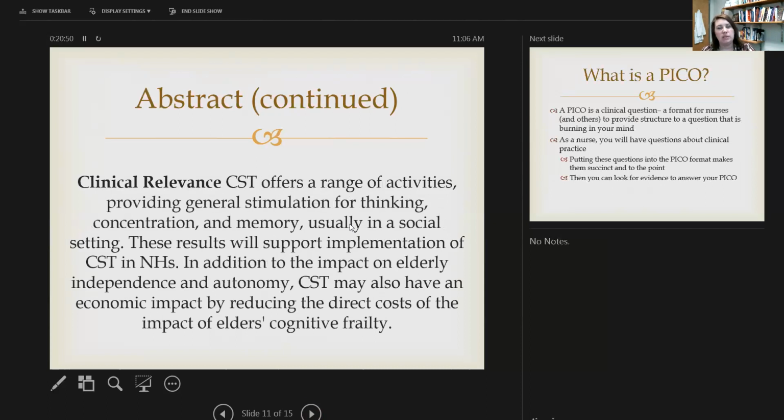What this is trying to show us is that using this therapy, which provided activities, general stimulation for concentration and memory, oftentimes in a social setting, all these different components could be highly impactful on elderly people in their independence and autonomy if we're increasing their cognition. And then it also may have an economic impact because, again, if they are more cognitively alert and aware, maybe they are less likely to fall, those sort of things, which again have direct costs to us. So lots of good things that could come from implementing a system like this.